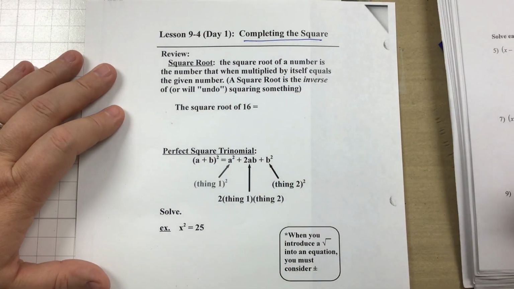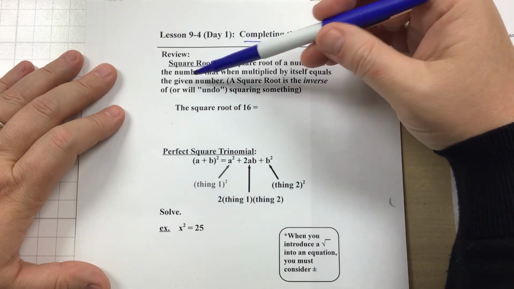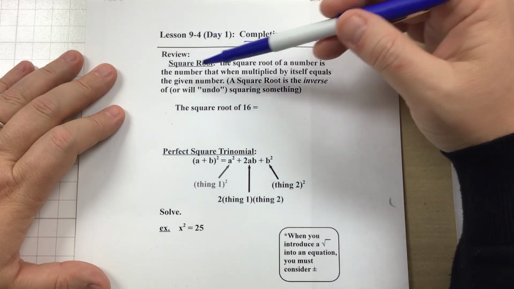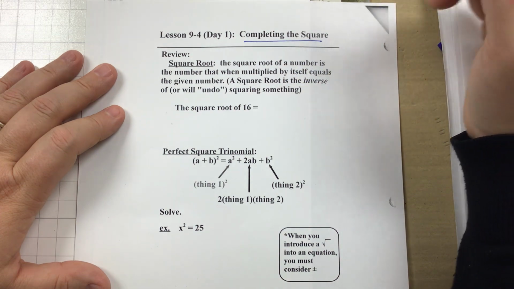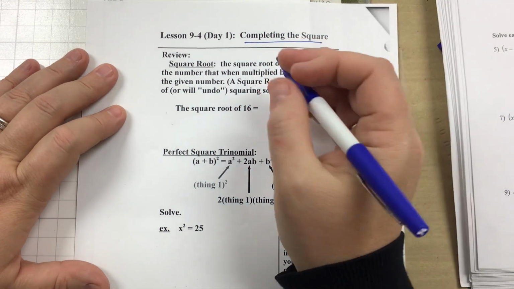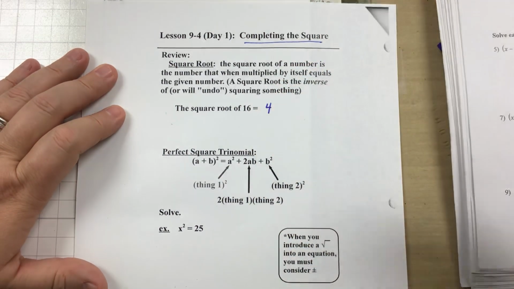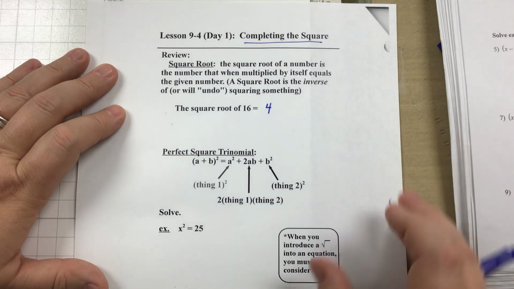Okay. So as a review, it says the square root of a number is this number that when multiplied by itself equals the given number. It's the inverse or undoes squaring something. So remember, the square root of 16 is 4, right? Because 4 squared gives me 16.